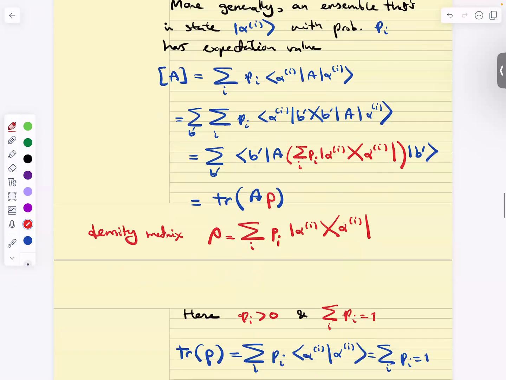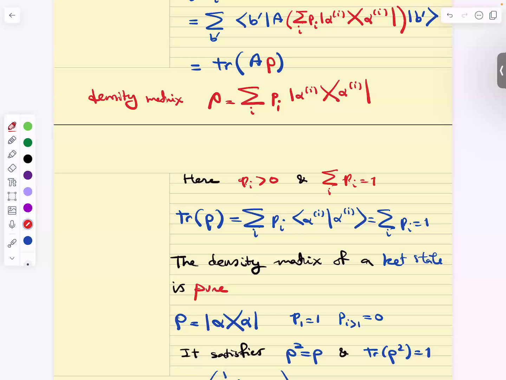All right. So now a bunch of things. In general, rho as a density matrix has the following form: a sum over i of p_i times these projection operators. The p_i are probabilities, so they are non-negative numbers that add up to 1. That's what the probability measure is.